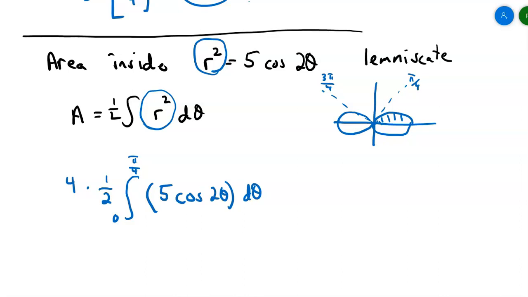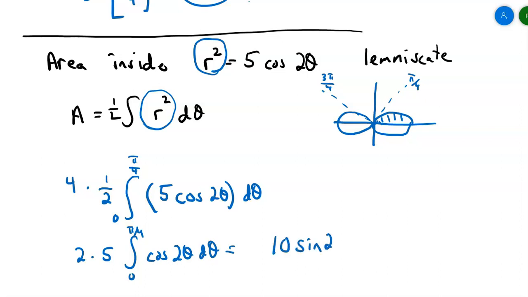So this looks like not a terrible problem. Pull that constant on the outside. Half of 4 is 2. I'm going to pull the 5 out. 0 to pi over 4, cosine 2 theta d theta. If I take the antiderivative of cosine, I get sine. So I get 10 times the sine of 2 theta over 2. All right, chain rule. Pi over 4 and 0.